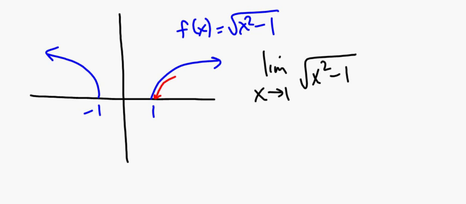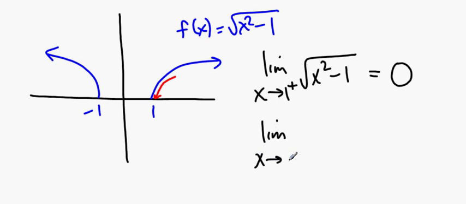And since there's nothing here, we can't talk about the limit as x approaches 1, but we can talk about the limit as x approaches 1 from the right-hand side. The plus indicates that we're coming from the positive end of things. The limit as x approaches 1 from the right-hand side is 0. We don't talk about the limit as x approaches 1 from the left-hand side.